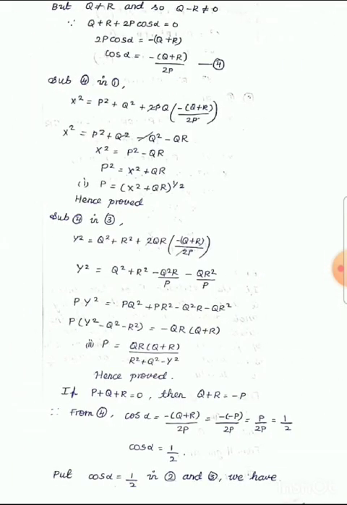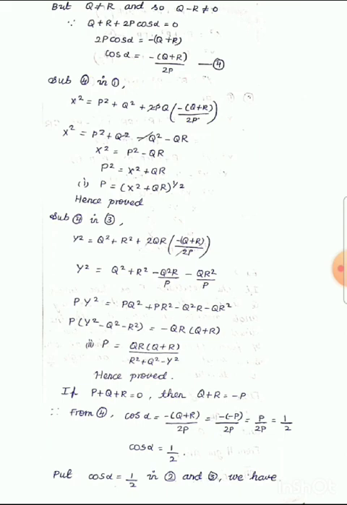So we'll find the y value. So we are substituting equation 4 in 3. We'll get y squared is equal to q squared plus r squared plus 2qr into, we'll substitute the cos value. So we'll get y squared is equal to q squared plus r squared minus q squared r divided by p minus qr squared divided by p.